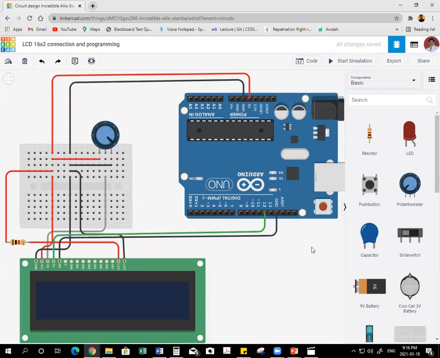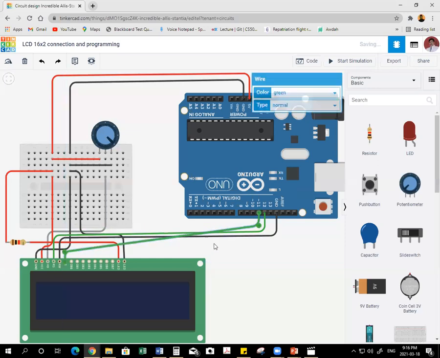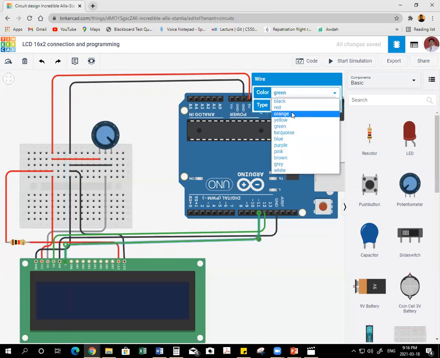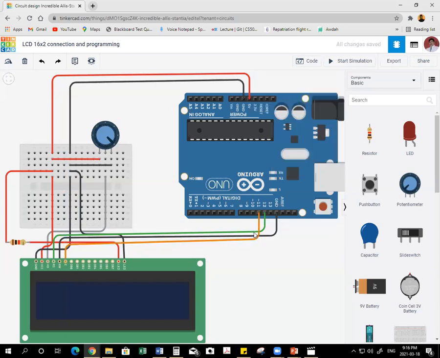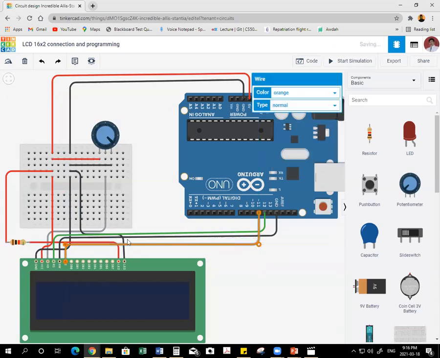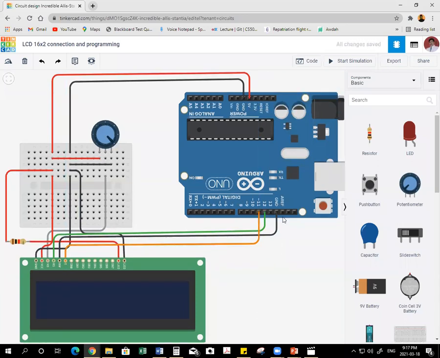Okay, one green pin. Now enable can be from pin number 11. Some other color we will take, orange, so that it will be easy for you to understand. Okay, only these 4 pins remain.